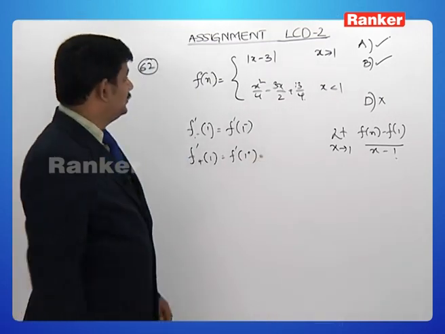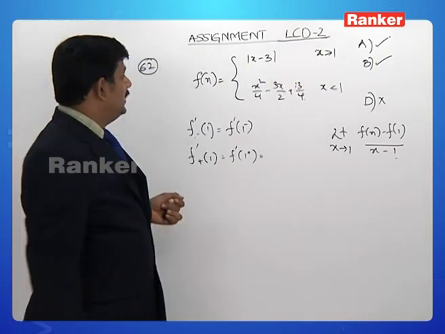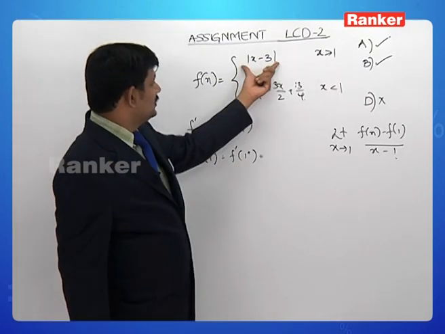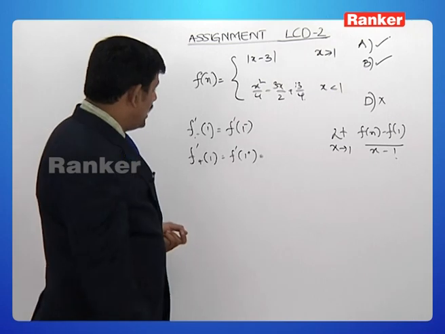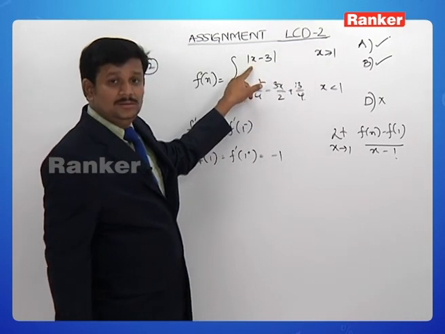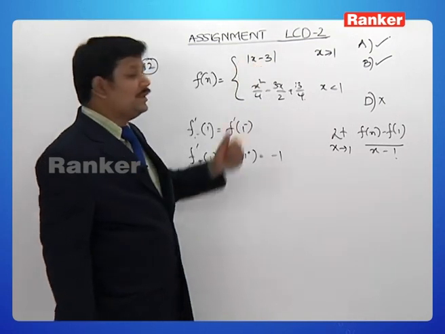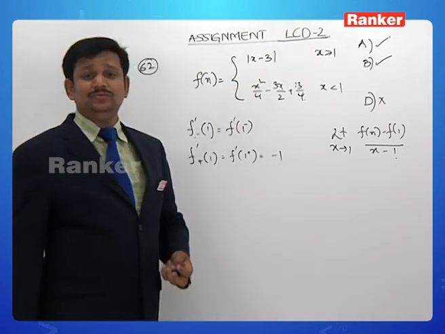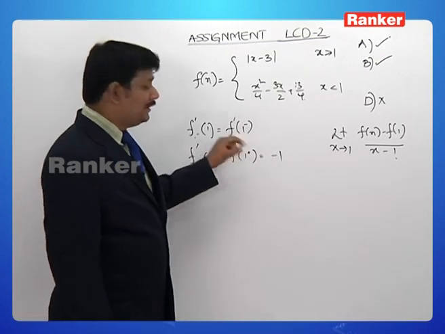Derivative to the right side. Whenever x is greater than 1, f of x is given as mod x minus 3. In the vicinity of 1, x minus 3 is negative, so mod x minus 3 would be 3 minus x, and the derivative of 3 minus x is minus 1. Whenever x is close to 1, x minus 3 is negative, so mod x minus 3 is 3 minus x, and when you differentiate 3 minus x, we have the derivative to be minus 1. Now let us also see the left hand derivative at 1.